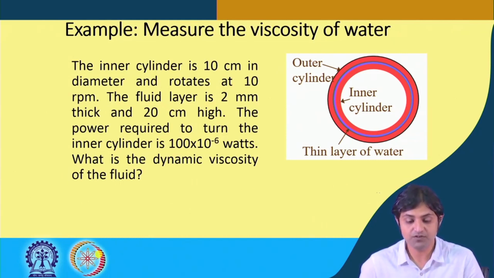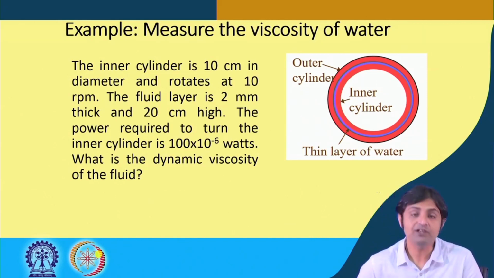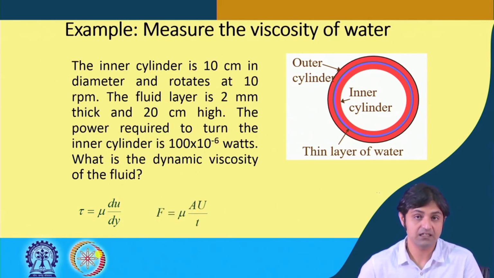The fluid layer in between those cylinders is 2 millimeters thick, and the height is 20 centimeter high. If it is given that the power required to turn the inner cylinder is 100 into 10 to the power minus 6 watt, what is the dynamic viscosity of the fluid? So as you have seen, one of the equations that can be used to find out the dynamic viscosity is tau is equal to mu du by dy, and F is equal to mu Au by t. These are the same equation, one is written in the differential form, other in the form which we normally write, we require in this case as well.